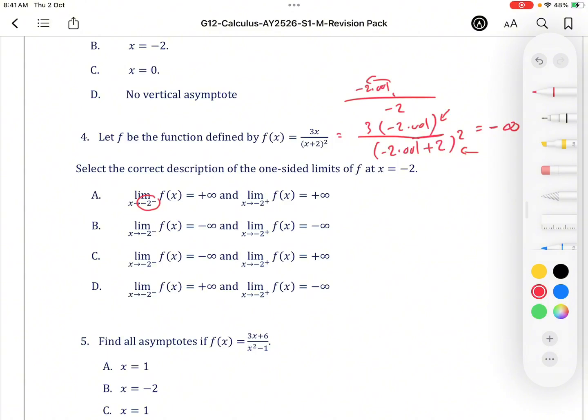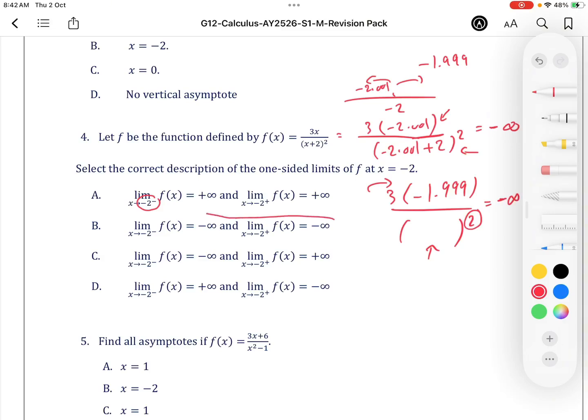Also, I'm going to take a point to the right of -2, so let's say -1.999. So replace again 3 times -1.999, divided by whatever squared, because whatever you put here squared, it will be positive. So it depends, as I said, on the numerator. 3 times negative is negative. So in both cases, it's negative infinity.